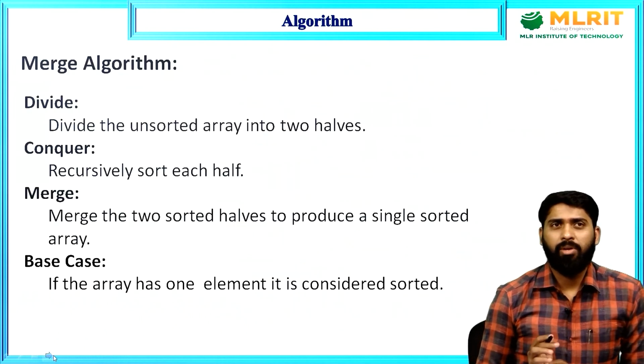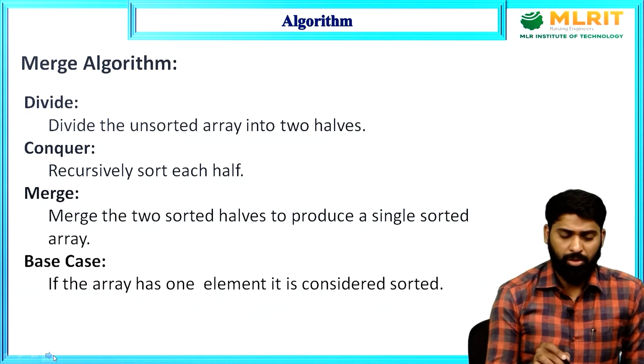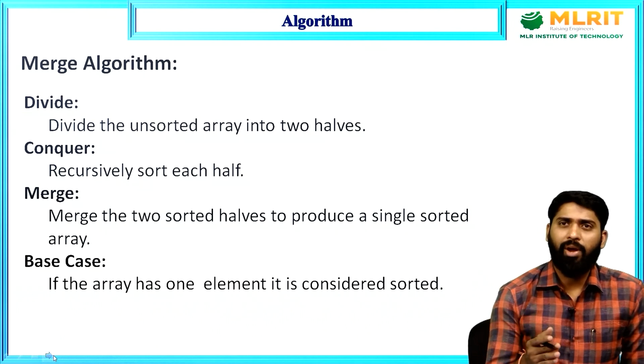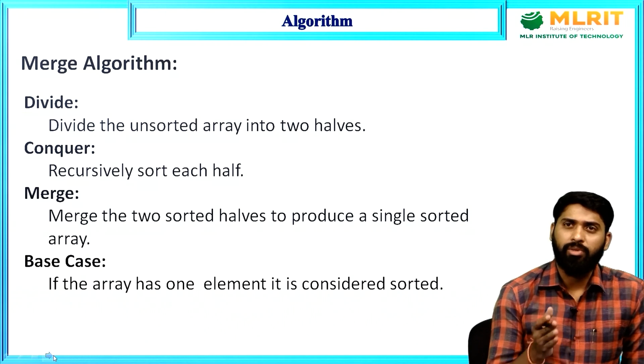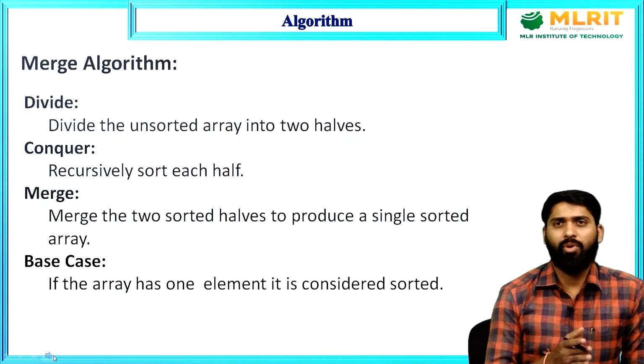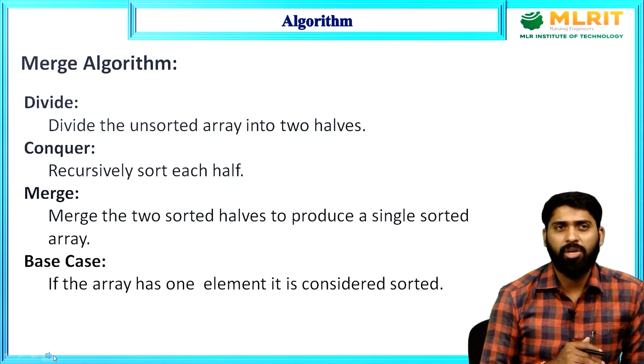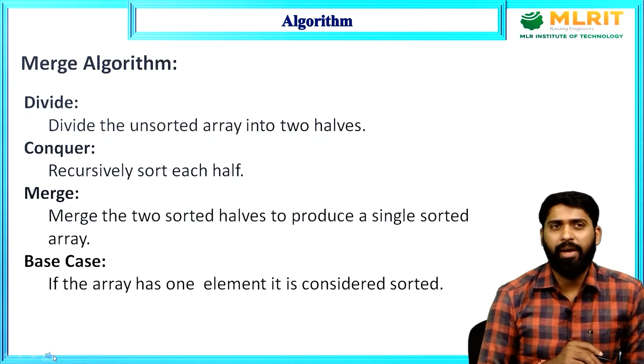So, first step, divide. So, divide the unsorted array into 2 halves. Conquer means recursively sort each half. So, 2 halves means 10 is divided into 5. 5 is divided into 3, 2. Again 3 is divided into 2, 1. Again 2 is divided into 1, 1. Now, conquer means recursively sort each half and merge the 2 sorted halves to produce a single sorted array. Here the base case is if the array has one element, it is considered as sorted.